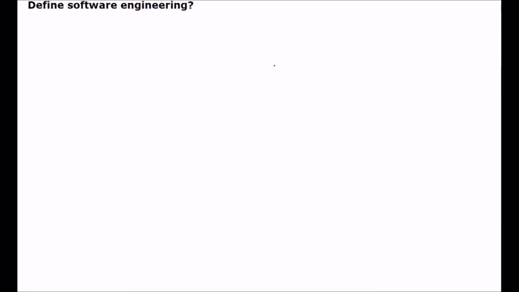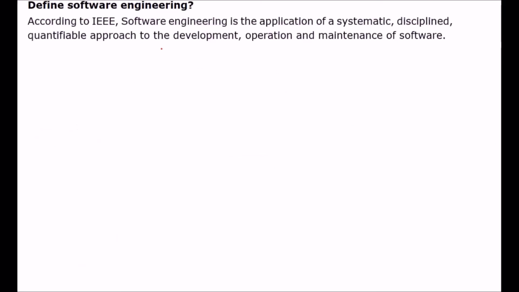Define software engineering. Again, we are revisiting the same question. According to IEEE, software engineering is the application of systematic, disciplined, quantifiable approach to the development, operation, and maintenance of software. So you are applying systematic, disciplined, and quantifiable approach for the development, right from the development to operation to maintenance of the software. Okay? This is the software engineering.